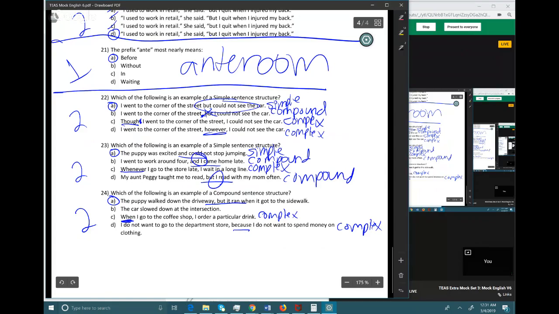A on number 24 says it ran. Don't forget that it is just as much of a subject as I or she. And then B is very clearly simple. It has no conjunctions at all. The car slowed down at the intersection. There are no conjunctions in that. That is definitely a simple. So that is it for version number 6 of Mock English.